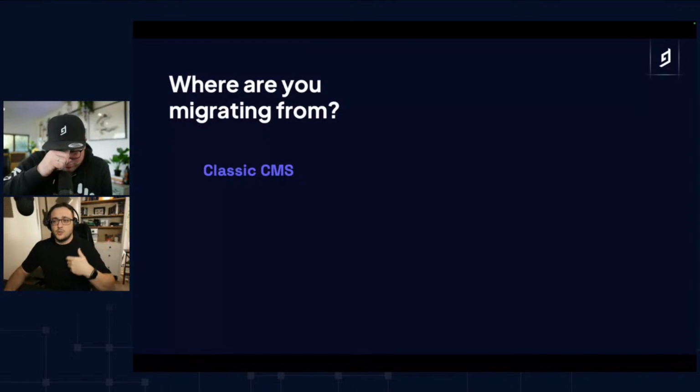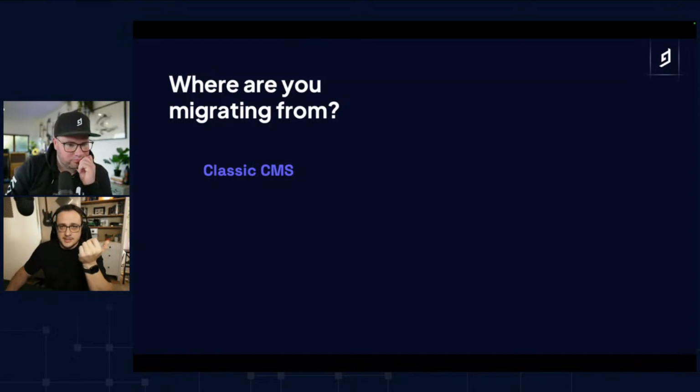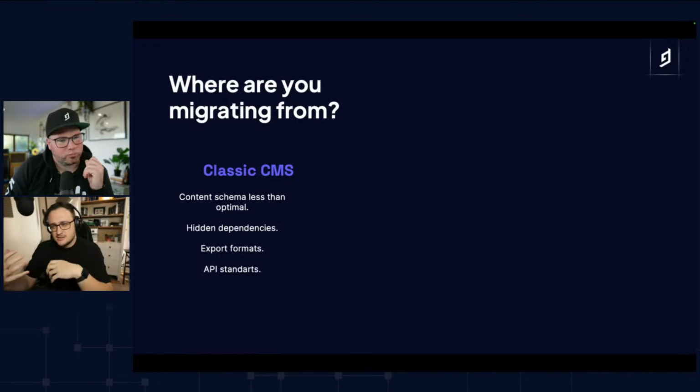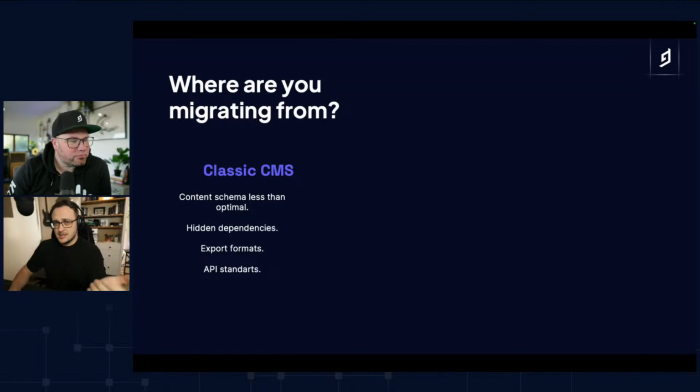So what are the challenges when you are migrating from a classic CMS? There are several things that you have to keep in mind. And it's basically your content schema is not necessarily optimal. It's optimized for that particular CMS style. So there might be some things that you might need to reconsider. There are some hidden dependencies, in nine out of ten cases that you don't even know about. So it will be something that you'll need to examine.